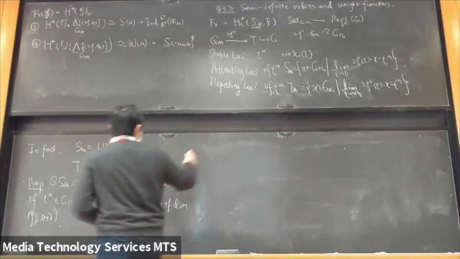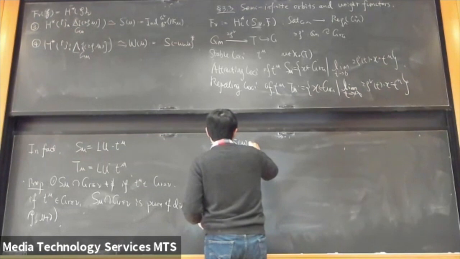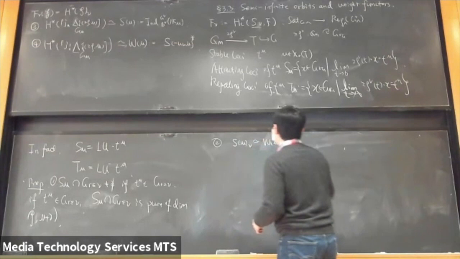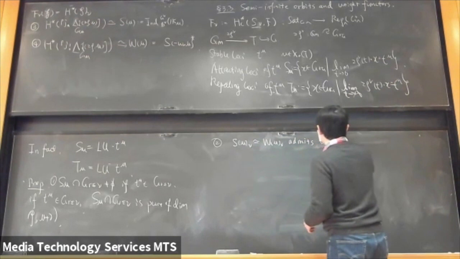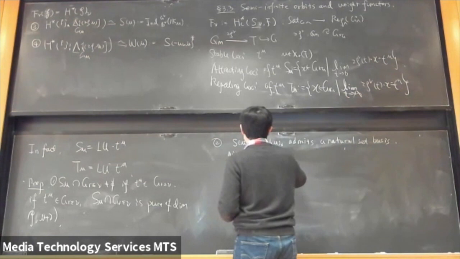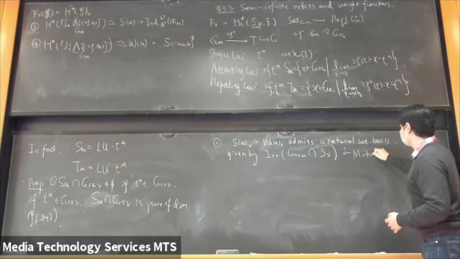And secondly, I just erased that part. So the Weyl space of the Schur module is canonically identified with the Weyl space of the Bell module, and they admit a natural set of bases, which is given by all the irreducible components of Gr less than or equal to mu intersected with S of mu. So this basis is called the Mirković-Vilonen basis.